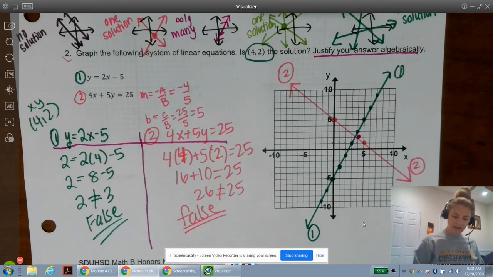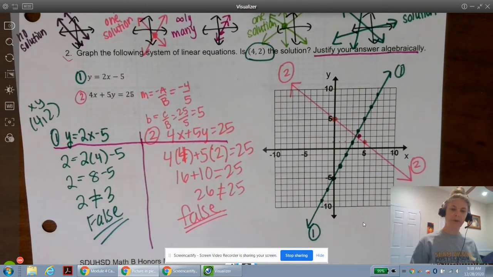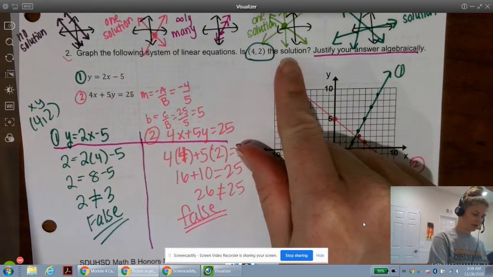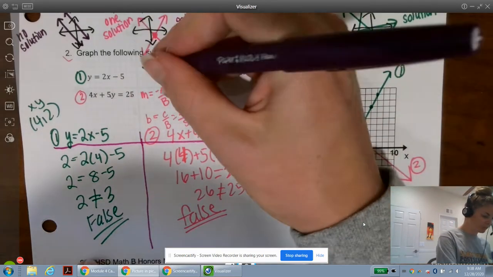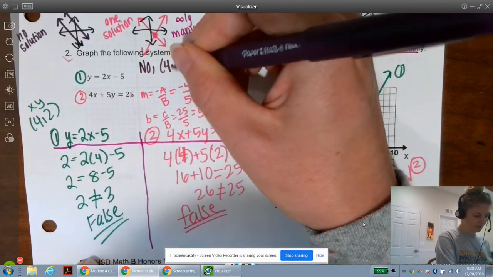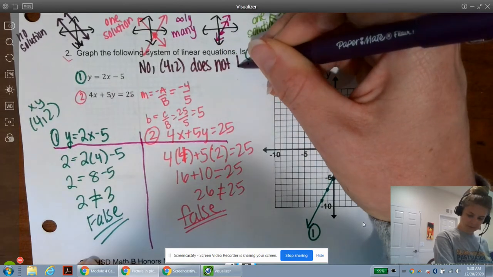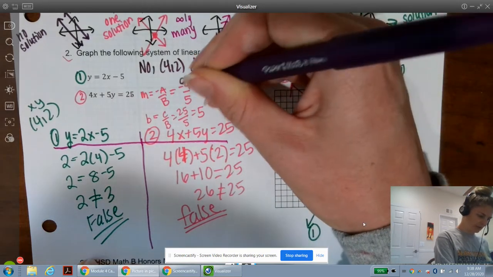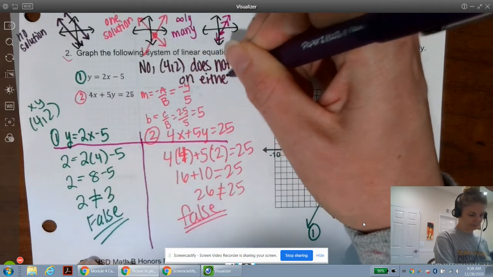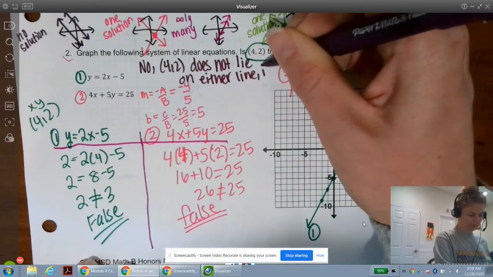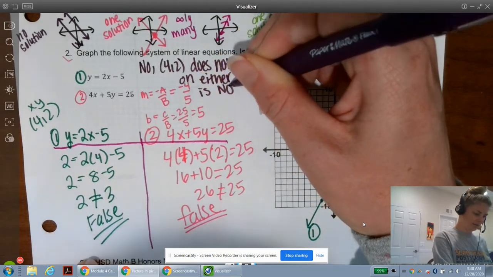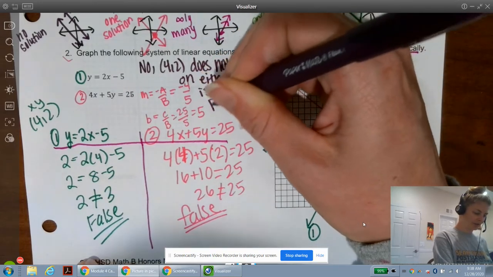So algebraically, when you substitute in x equals 4 and y equals 2 into both equations, neither results in a true statement. So the point 4 comma 2 does not fall on either line. So is 4 comma 2 the solution? No. 4 comma 2 does not lie on either line. It is not the point of intersection.